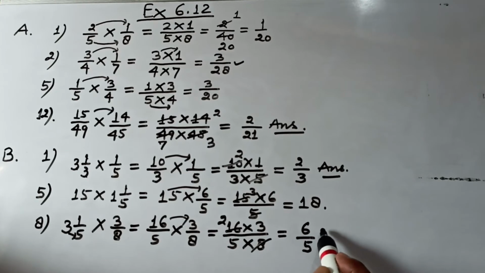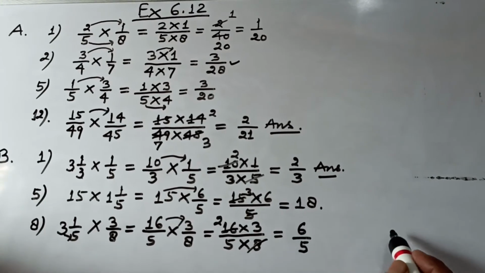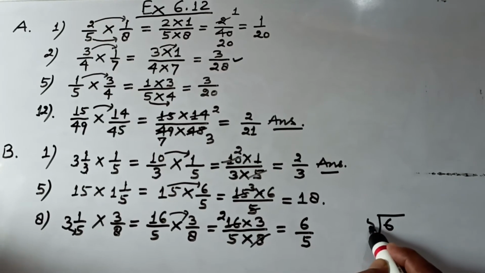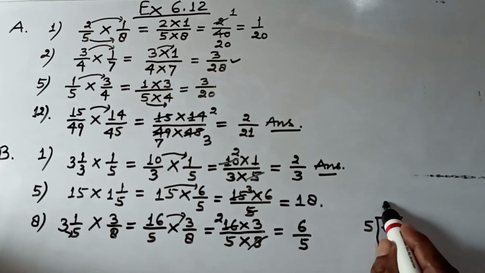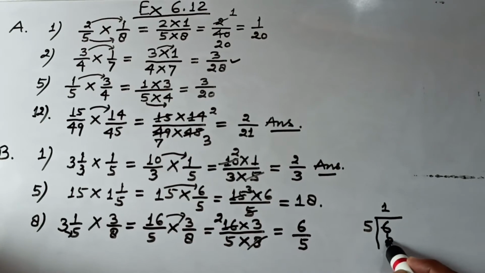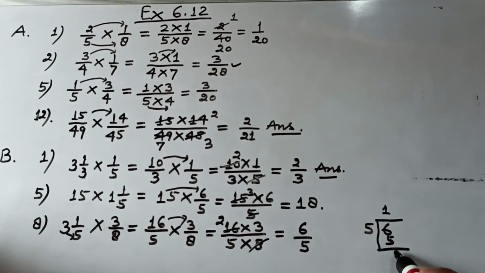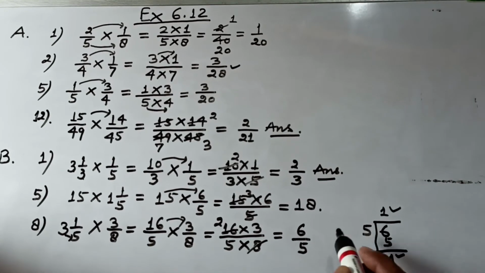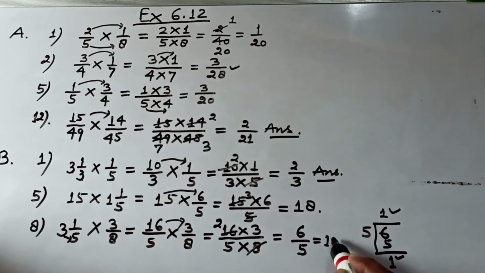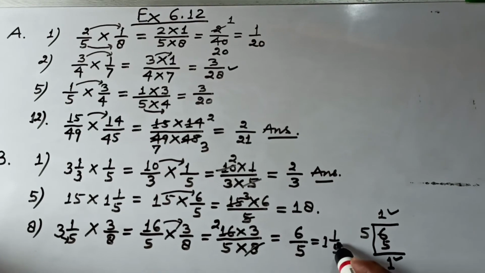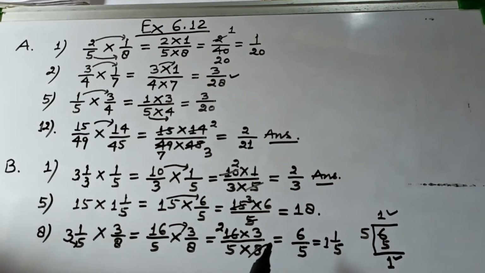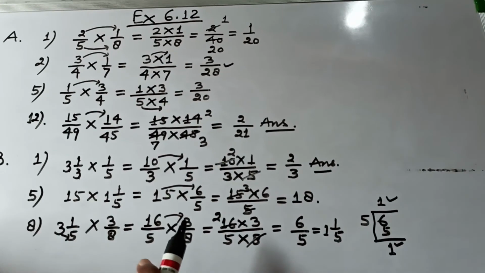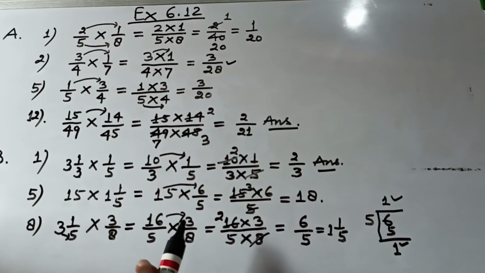So you can write 6 upon 5, or you can simplify it, you can change into mixed fraction also. 6 divided by 5, 5 1s are 5, 6 minus 5 is 1, so you can write 1 whole 1 upon 5. So you may write 1 whole 1 upon 5 also. So this is B part.